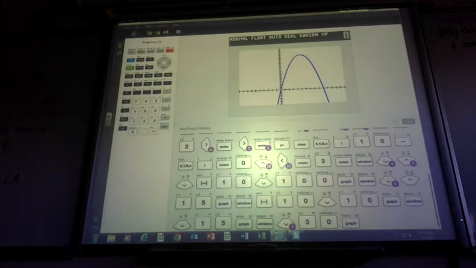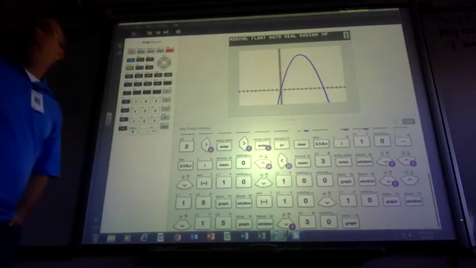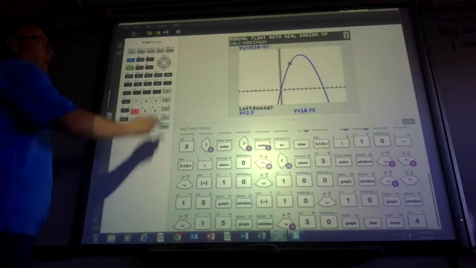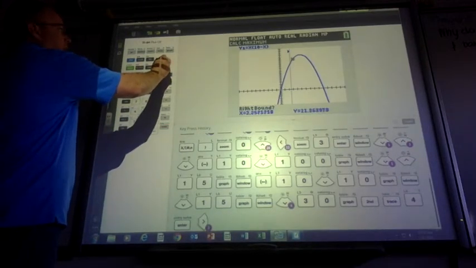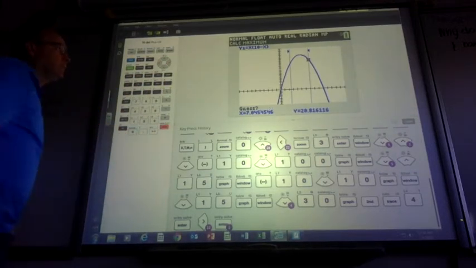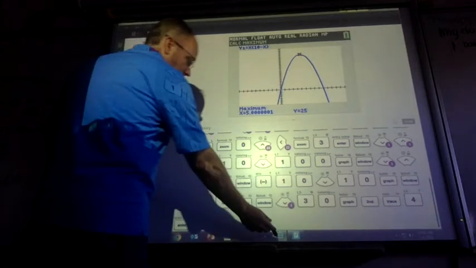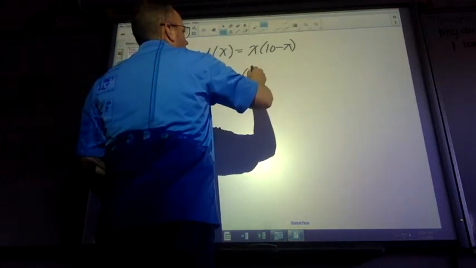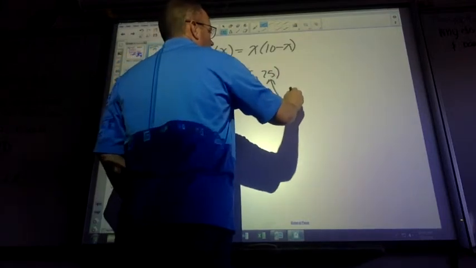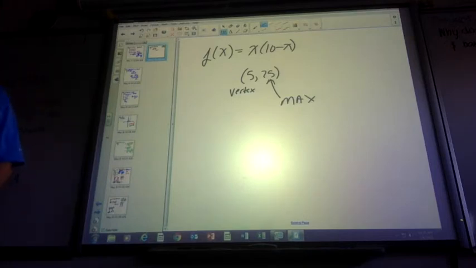So use the calculator to find the maximum area. So the maximum area is going to be this vertex. So let's see. I need to find a maximum value. So I'm going to go second, calculate. I want to find a maximum. I need to be on the left side of it. Yep, I'm on the left side. Move my cursor over to the right side of it. So 5, 25. 5, 25 is my answer. So 5, 25, that's my vertex. So my garden is going to have a max area of 25. Okay, that's if I have one of my lengths being 5.